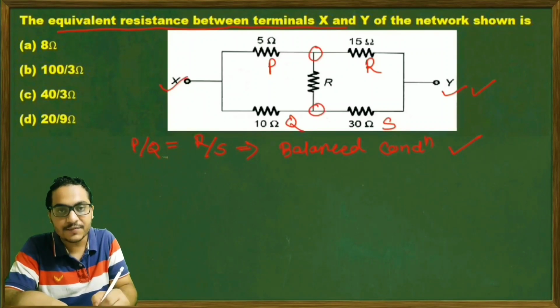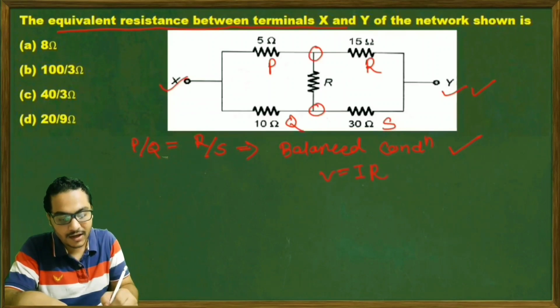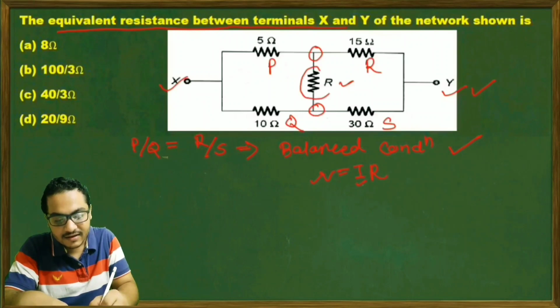As the potential difference is 0, from Ohm's law, V equals I into R, so the current will be 0. Resistance is there, voltage is 0, so current is 0. So this R loses its significance. It means this path will be treated as an open circuit. So the path is now treated like this, open circuit.